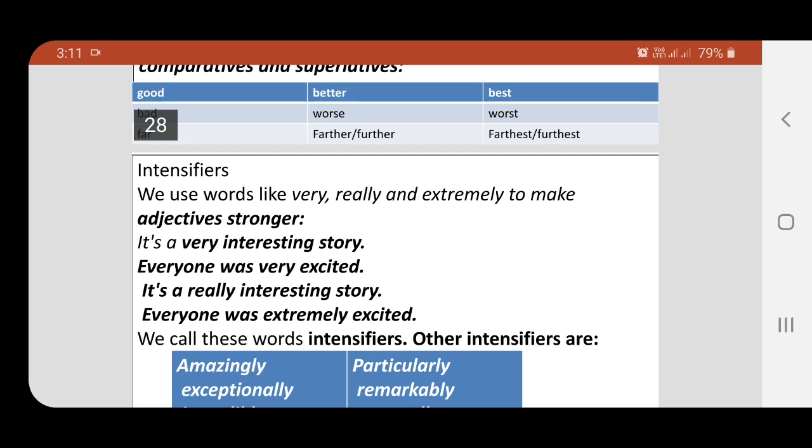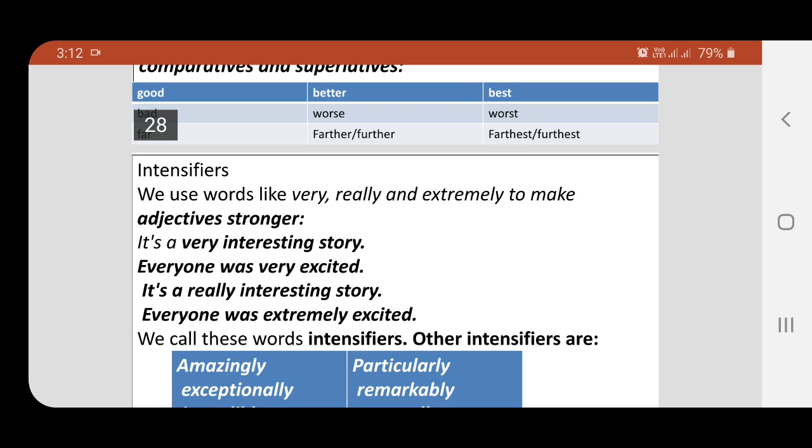It is a very interesting story. We use two adjectives. Story, that is the noun. Story may be of any type. It may be a comedy story, it may be a tragic story, or it may be a novel. It may be an interesting story or it may be a boring story. But very, that is a descriptive adjective, comparative adjective. So it is a very interesting book or very interesting story. Very is a comparative adjective.